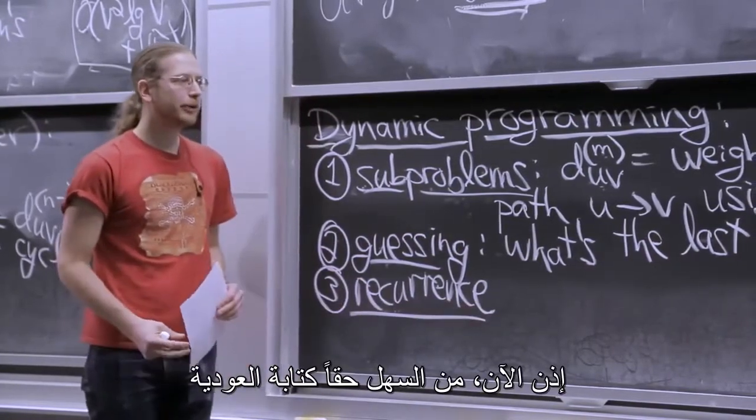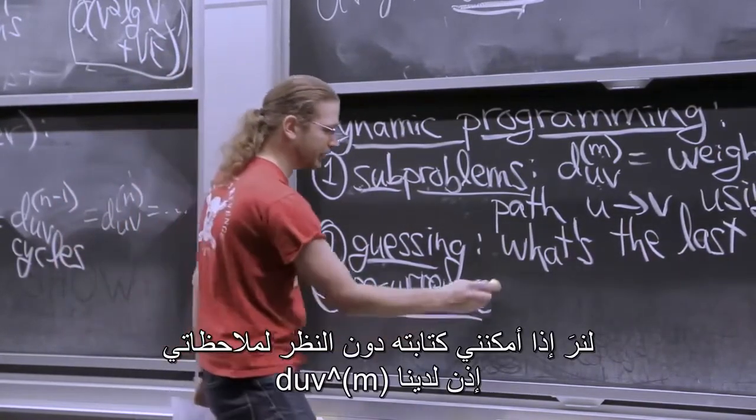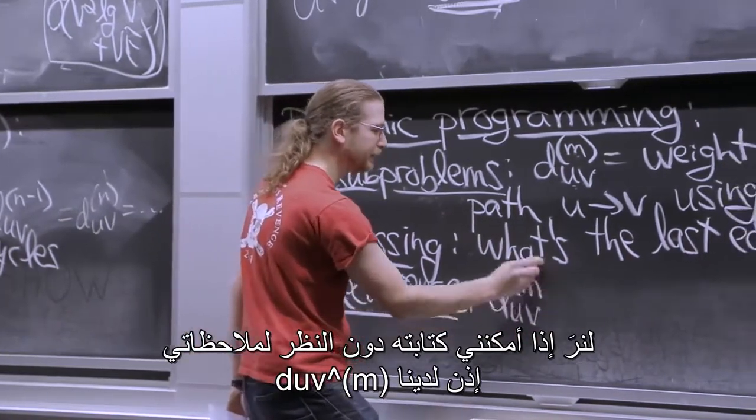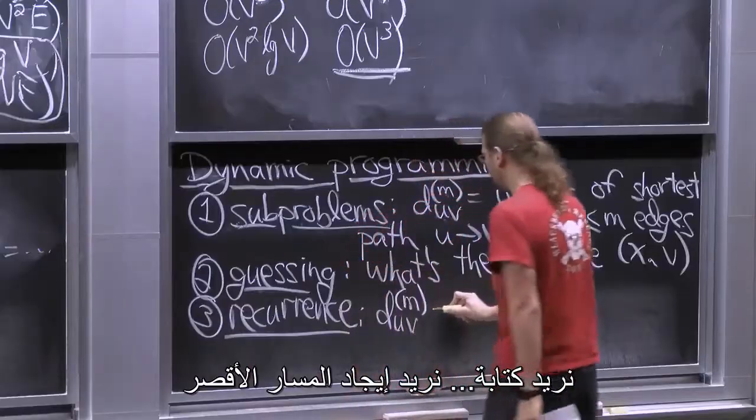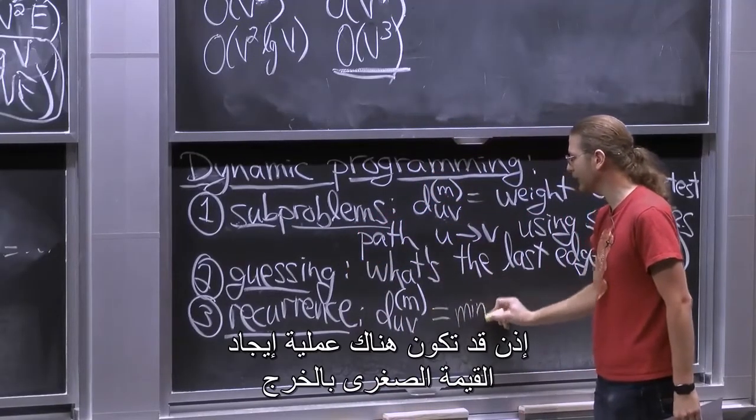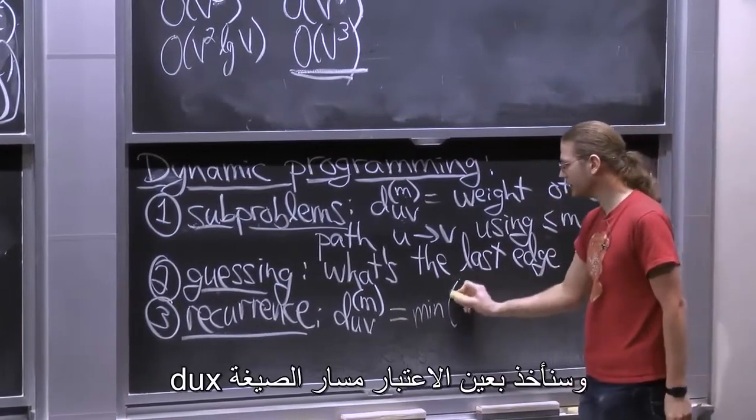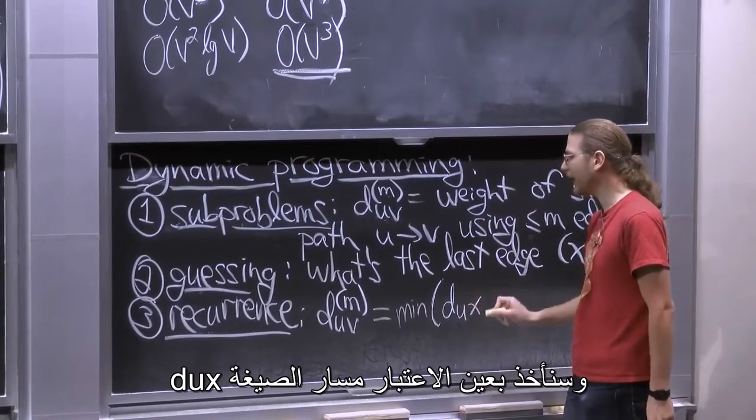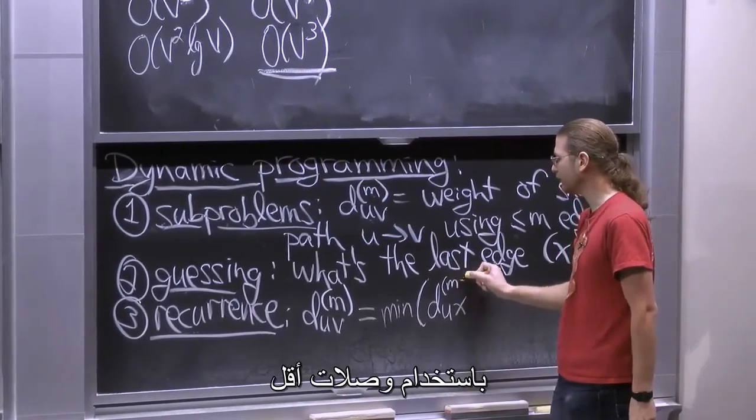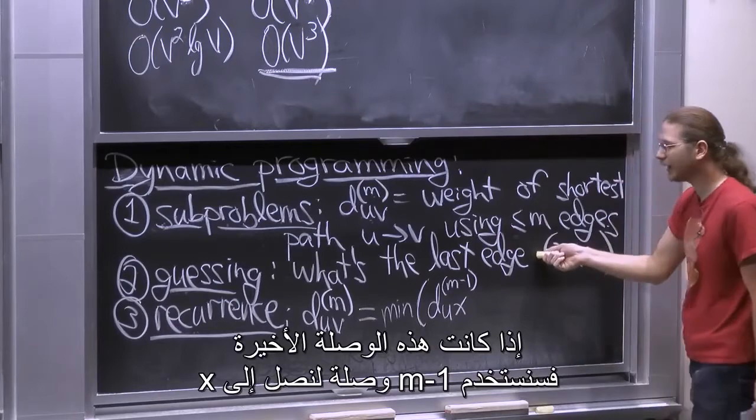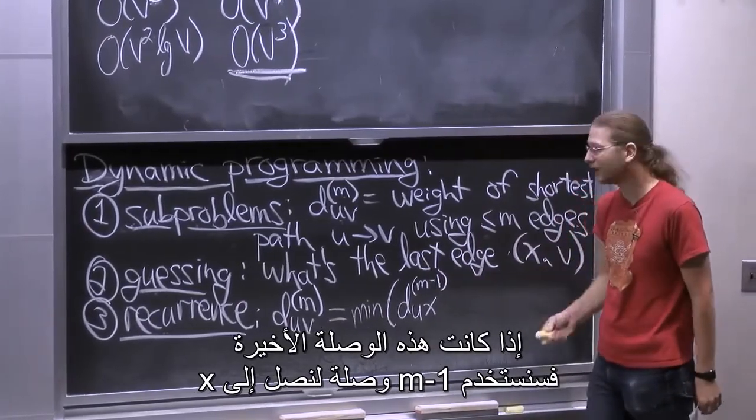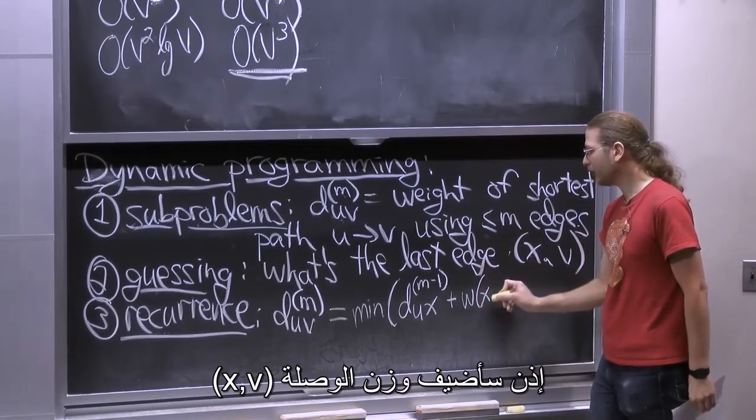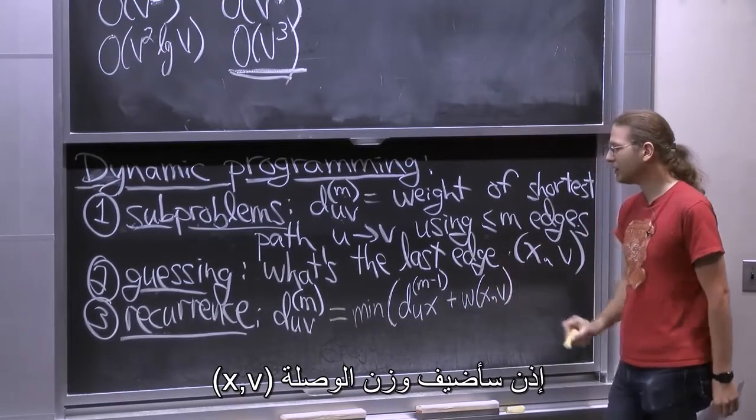So now it's really easy to write the recurrence. Let's see if I can do it without looking at my notes. So we've got d_uv of m. We want to find the shortest path, so it's probably going to be a min on the outside. And we're going to consider the paths of the form go from u to x using fewer edges. If this is the last edge, then we use m minus 1 edges to get to x. And then we follow the edge x comma v. So I'll just add on the weight of the edge x comma v.